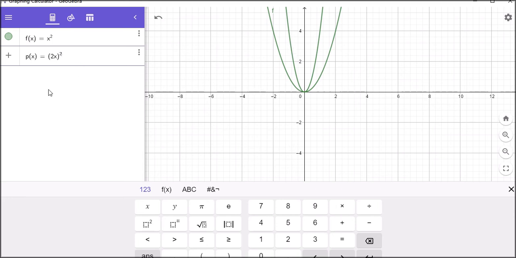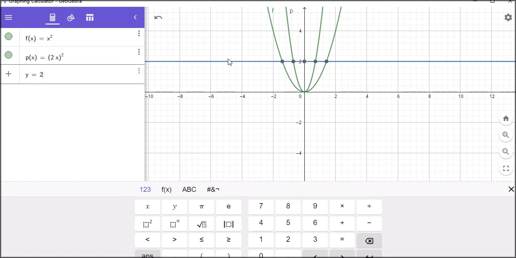And what does it mean? We draw a horizontal line, y = 2. In the horizontal direction, at the same y value, we can see that the x value of p is less than that of the parent function, right? So that means it is compression, because it is less than the parent function, right?